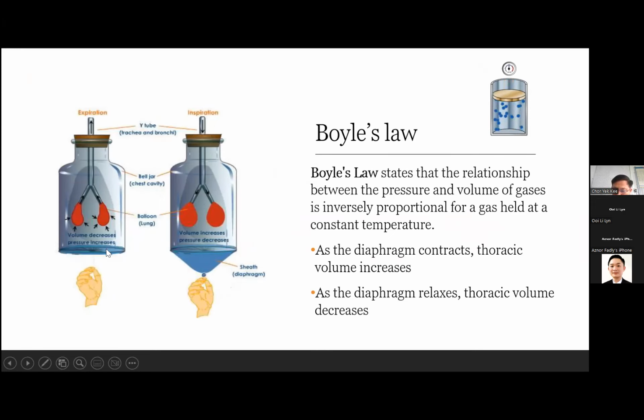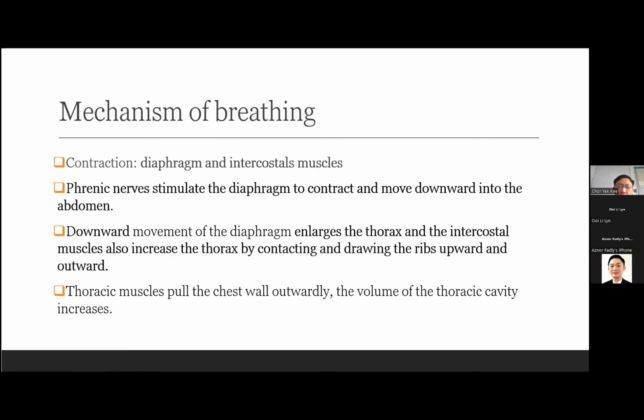So vice versa, when your diaphragm relaxes, the thoracic volume actually reduces. So when the thoracic volume reduces, pressure actually increases, and this external pressure will actually cause air to go out from our lung. This is the process of expiration. So the mechanism of breathing is mainly due to contraction of the diaphragm and intercostal muscles, which are actually innervated by our phrenic nerve. So thoracic muscles pull the chest wall outward and the volume of the thoracic cavity increases.